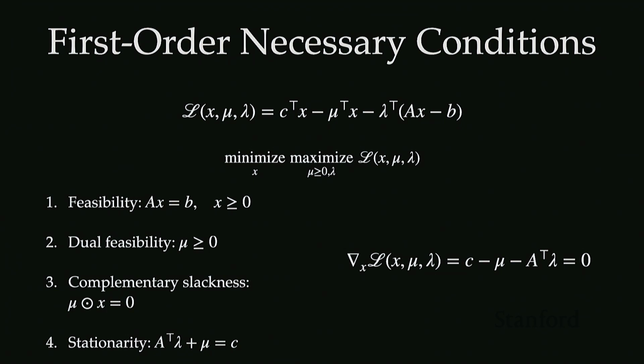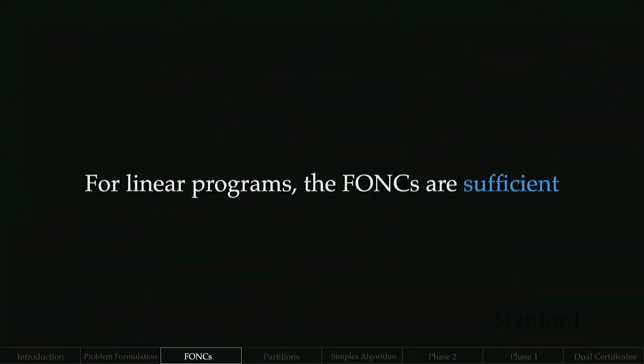Another way to think about this is saying what we saw last time, that the objective function contours are going to be tangent to each active constraint. So that's another way to think about this stationarity condition. Okay, so for linear programs, the important part about these first order necessary conditions is that they are also sufficient.